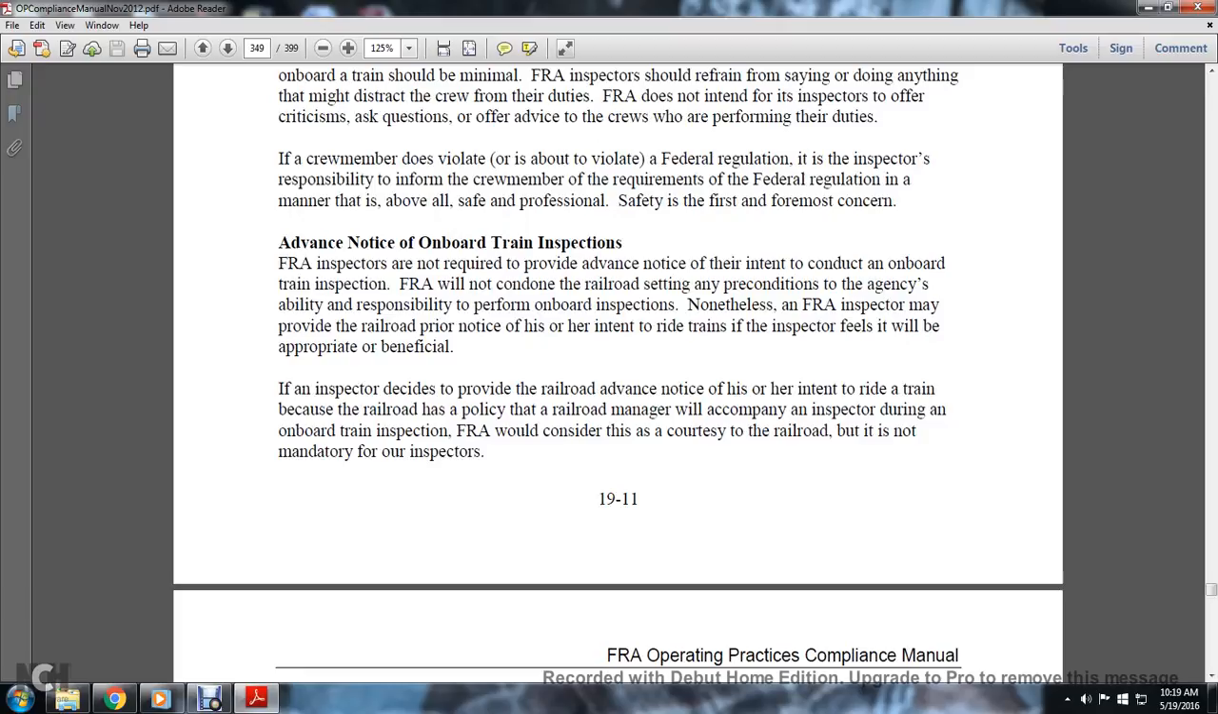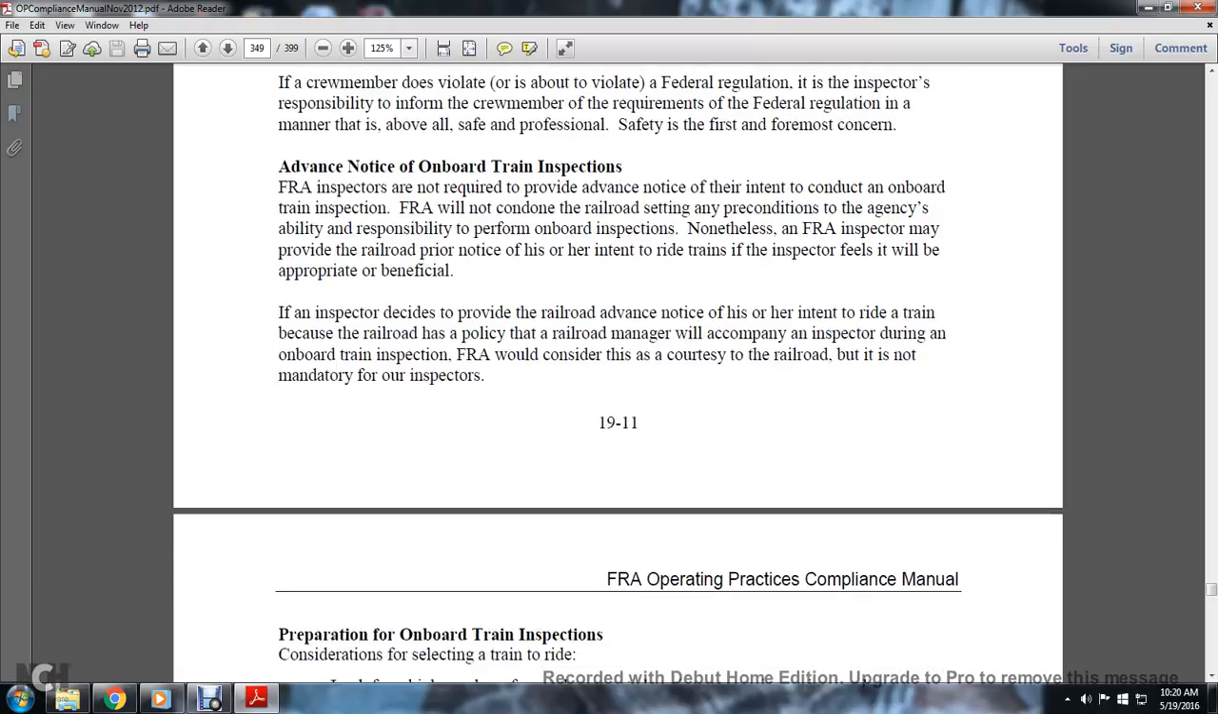Advance notice of onboard train inspection. The FRA is not required to provide advance notice of its intent to conduct the inspection. The FRA will not make advance notice a precondition of the agency's ability to perform an onboard inspection. Nonetheless, the FRA inspector may provide the railroad notice of his or her intent if the inspector feels that it is appropriate and beneficial.